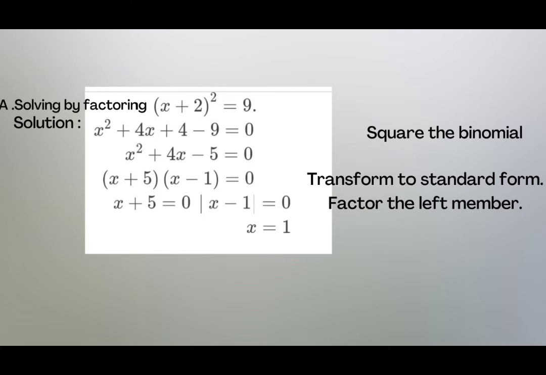So factor first the left member. x plus 5 is equal to 0. The right side, just factor x minus 1 is equal to 0. You just inverse negative 1, it will become positive 1.